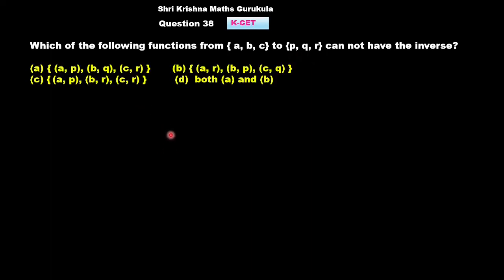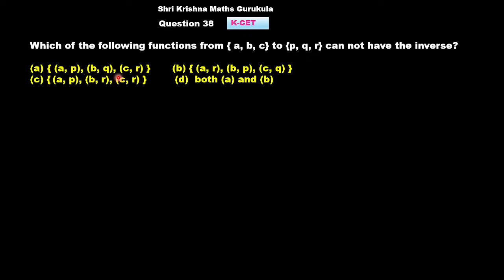Here we have not been given the function as f of x equal to something. Here the options are given in the form of ordered pairs, where A is mapped to P, B is mapped to Q. That is what is directly given to us. We have to look at the ordered pairs and check whether this function has an inverse or not.